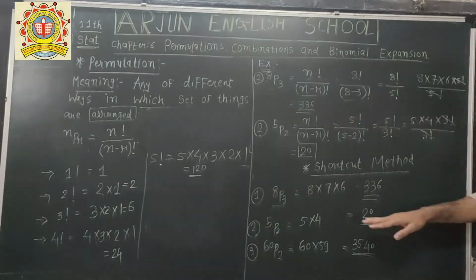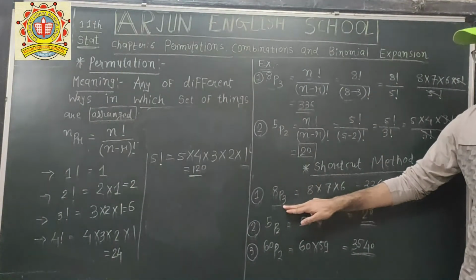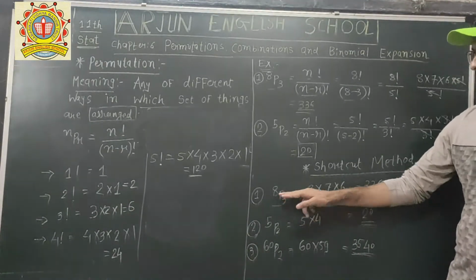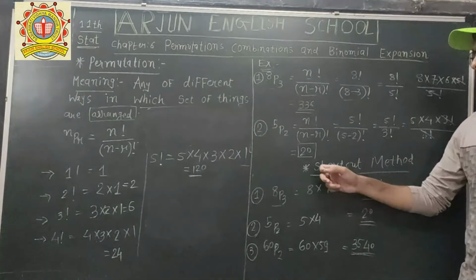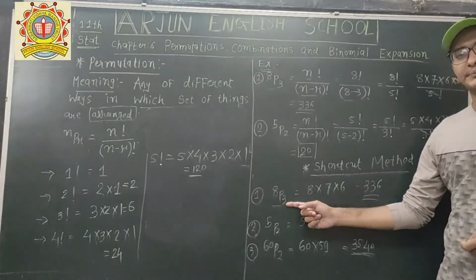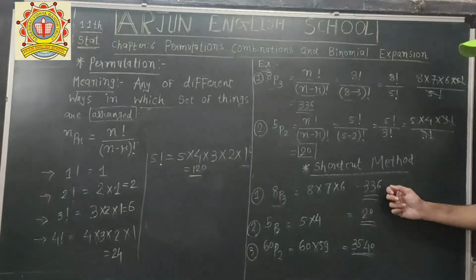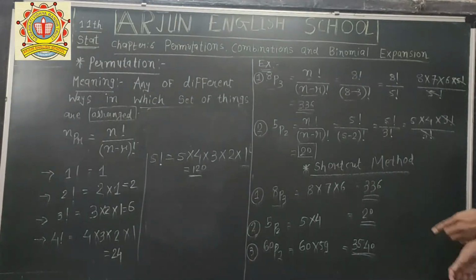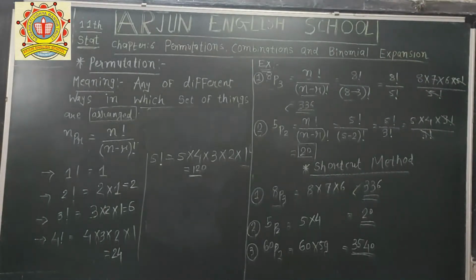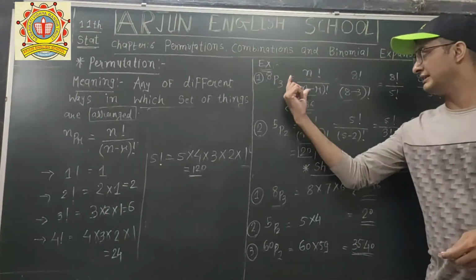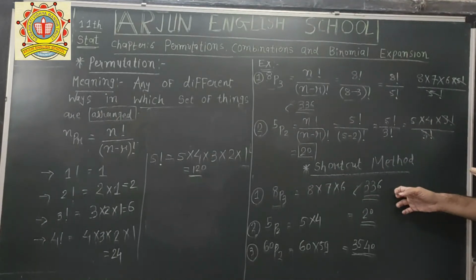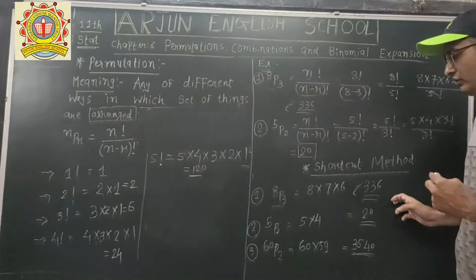Then simply we have to write 3 numbers, because here it is 8P3. So we have to write 3 numbers in descending order: 8 into 7 into 6. 1, 2, 3. Only 3 numbers, because here it is 3. So now it comes to 336. That you can see. So here it is the formula method and here it is the shortcut method. Got it? Next one.